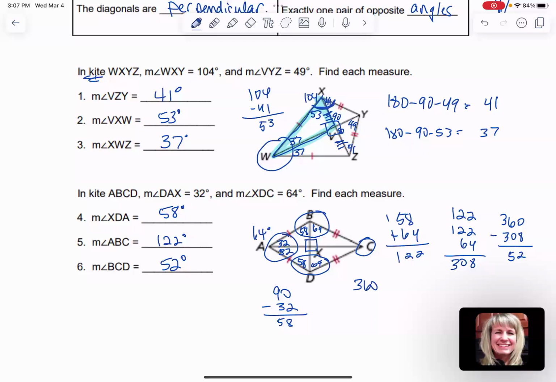Another way I could have done that is to just figure this angle out here by doing 90 minus 64, and I would have gotten 26. And then this angle here would have been 26 as well. So they would have added up to be 52. So those are other options on ways to solve it.